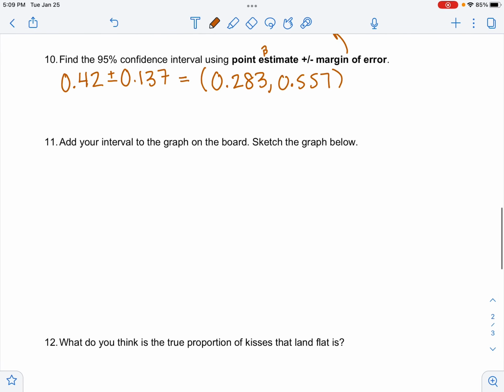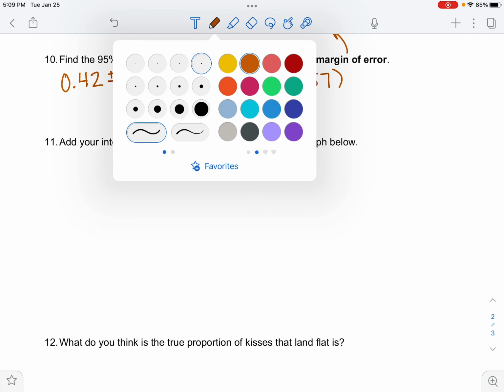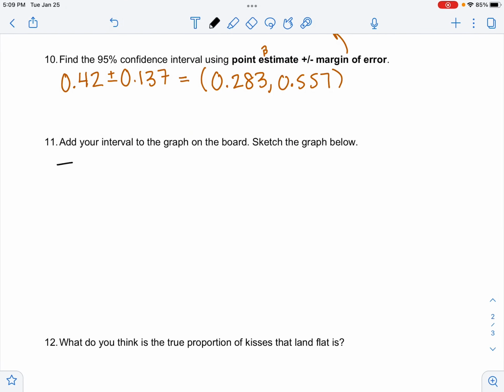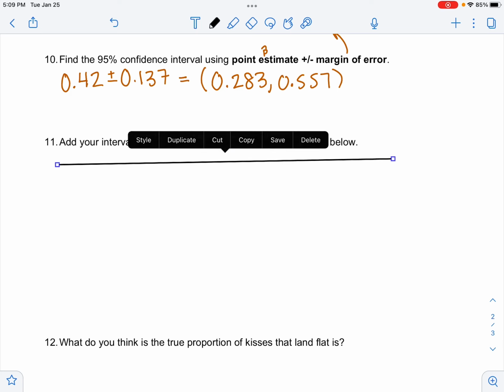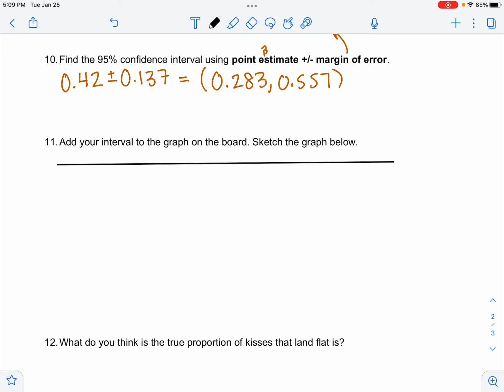Now, on the board, we want to go and graph this. So I already have drawn for you the number line. And it goes from like 0 to 0.1 to 0.15 to 0.2. So you can copy this on your paper. And you'll see it on the board as well.